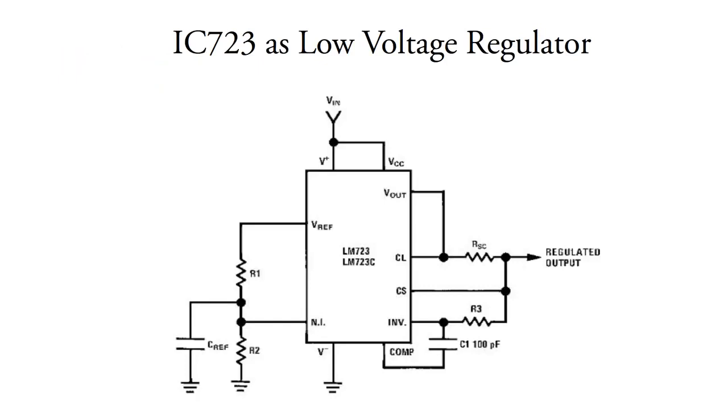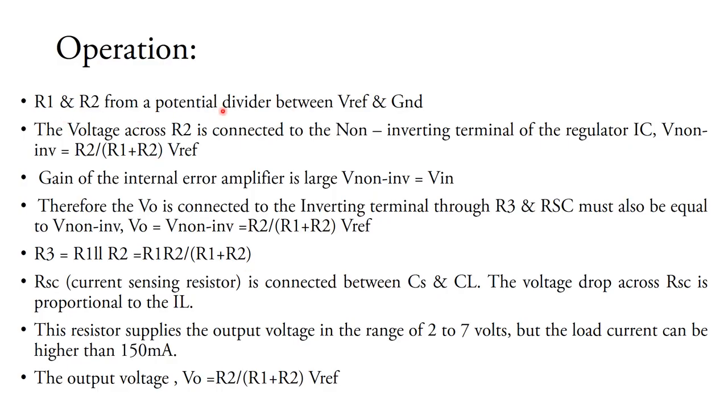Let's see how it is connected to work as a low voltage regulator. Two resistors R1, R2 are connected externally, acting as a potential divider and providing a voltage to V reference and the non-inverting input. It helps to fix the required output voltage. R1, R2 form a potential divider between V reference and ground. The voltage across R2 is connected to the non-inverting terminal of the regulator IC. So the non-inverting voltage formula, as you know, is R2 divided by R1 plus R2 times V reference. This voltage will be obtained as the output voltage V0. So V0 equals R2 divided by R1 plus R2 times V reference.